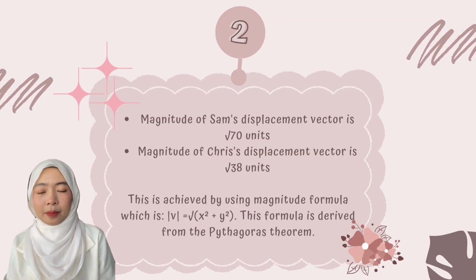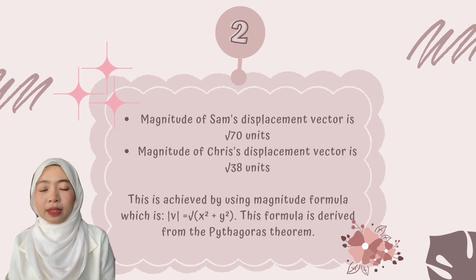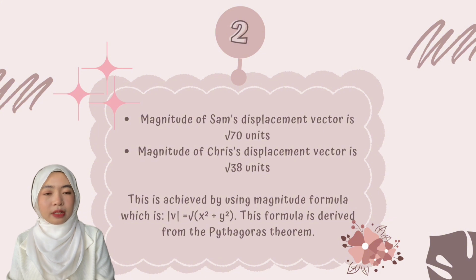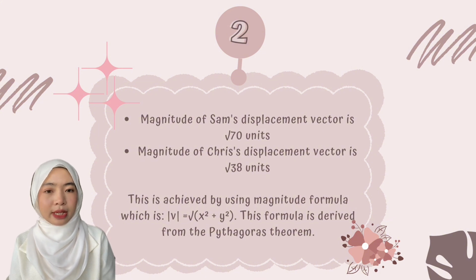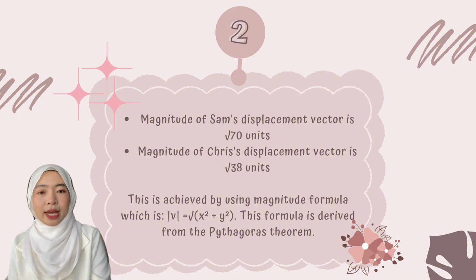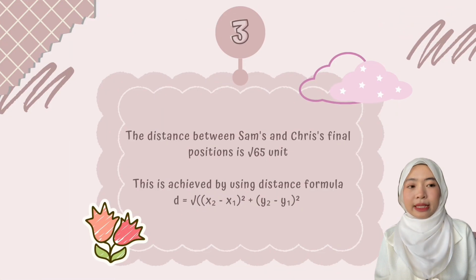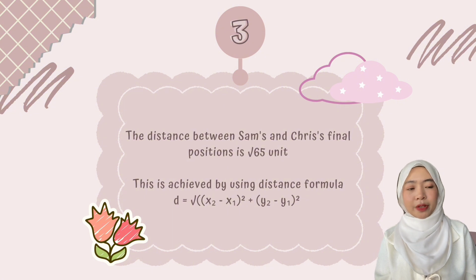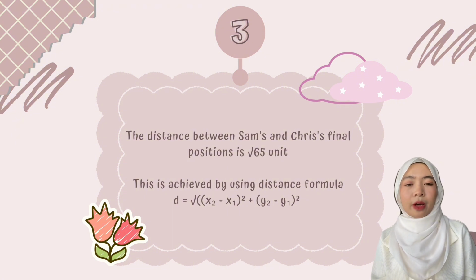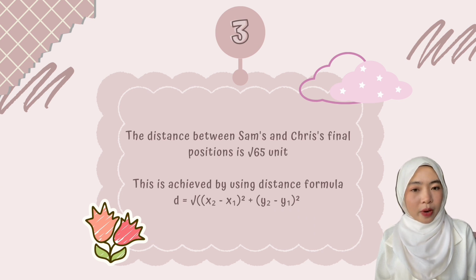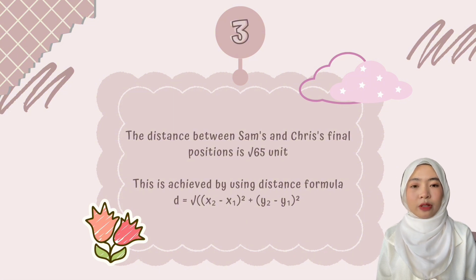For the second step, we got the magnitude of Sam's displacement vector is square root 70 units and Chris' square root 38 units. This is achieved by using the magnitude formula, which is x squared plus y squared plus z squared, and square root the sum of it. This formula is derived from the Pythagoras theorem. And the last step is the distance between Sam's and Chris' final position is square root 65 units, and this is achieved by using the distance formula, which is square root of x2 minus x1 square plus y2 minus y1 square plus z2 minus z1 square, and this is the formula of the distance.